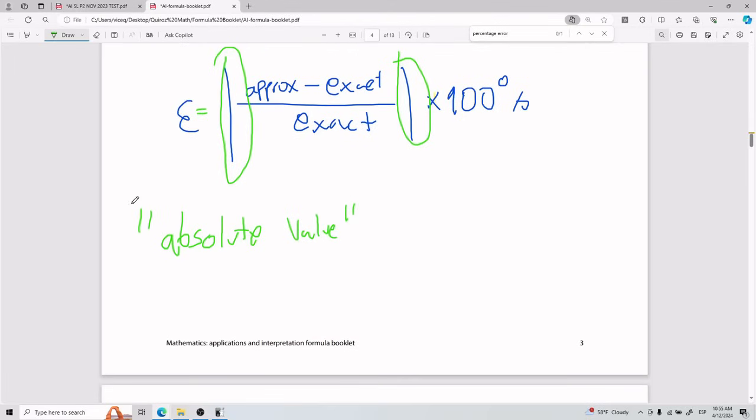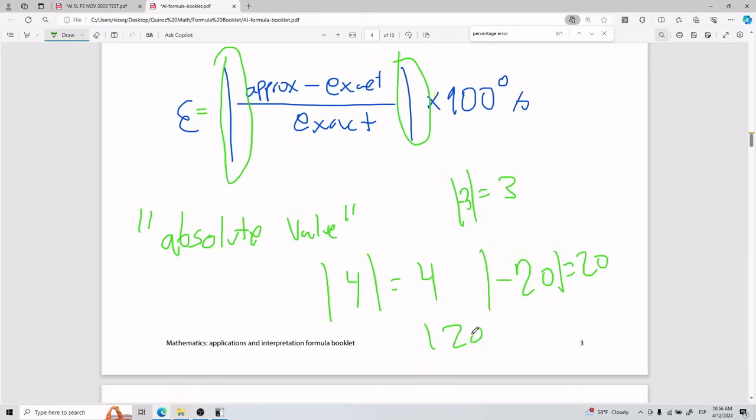An absolute value, what it does, for example, the absolute value of 4 equals 4. The absolute value of -3 is 3. The absolute value of -20 is 20. And the absolute value of 20 is 20. And so essentially all the absolute value does is make things positive.